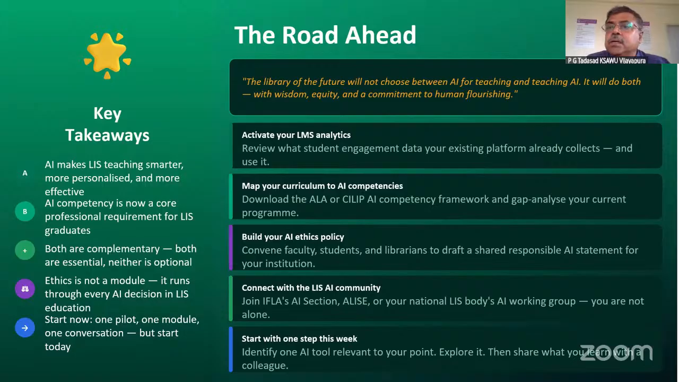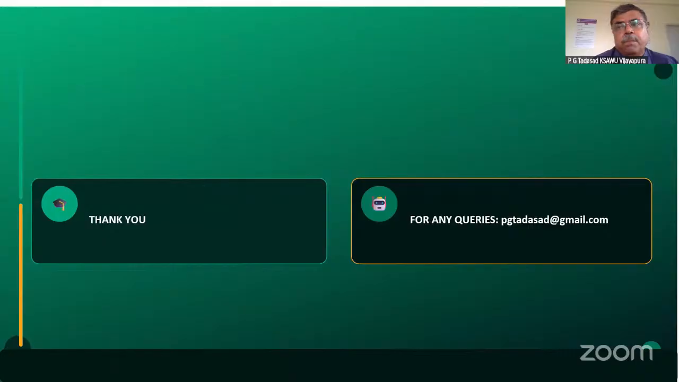Before sleeping, we have to decide where our road ahead is. We have to activate our LMS analytics. In the real sense, how many of us really have an LMS? Map our curriculum to AI competencies. Build our AI ethics policies. Connect with the library and information science AI community. Then start a step-by-step approach. This is just the beginning. Miles to go before we sleep. This is where I stop.